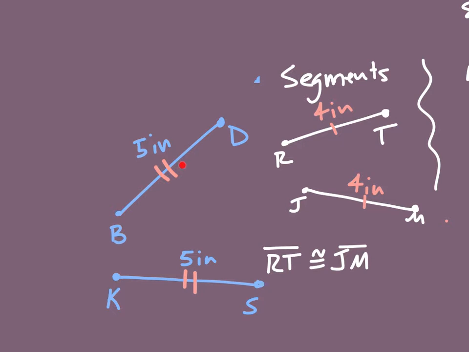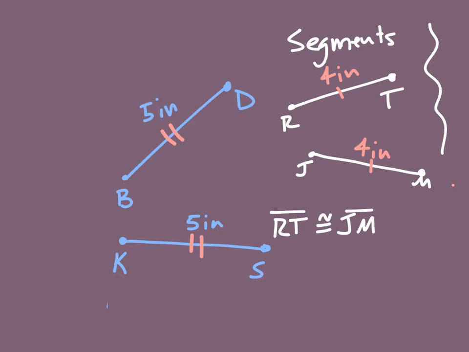If they have the same number of tick marks, then those segments are congruent. If they don't, then they're not congruent. So if this has 1 and this has 2, these are not congruent. We could say the same thing here: segment BD is congruent to segment KS. You can switch that around. You don't have to order it this way, but that's one way you could do it.